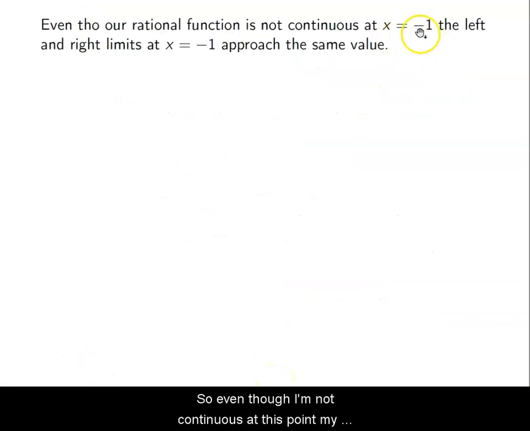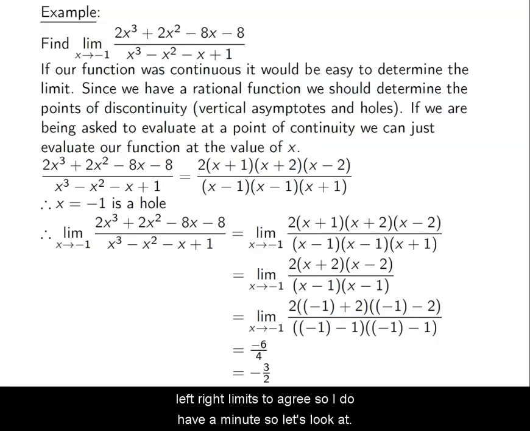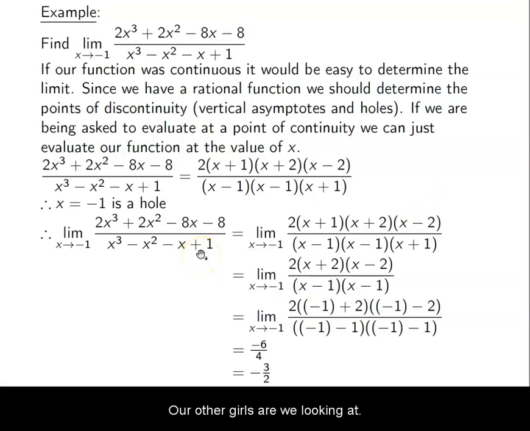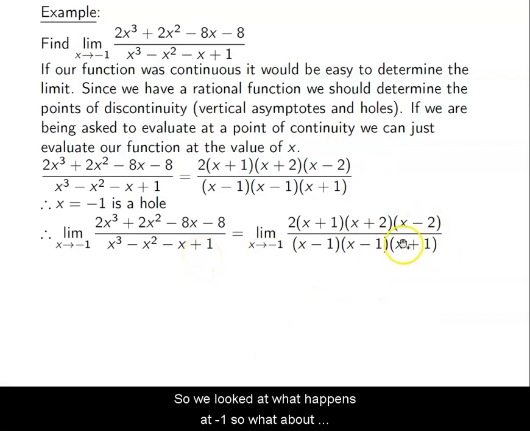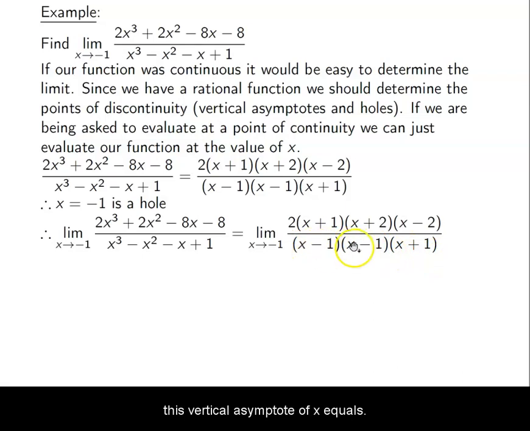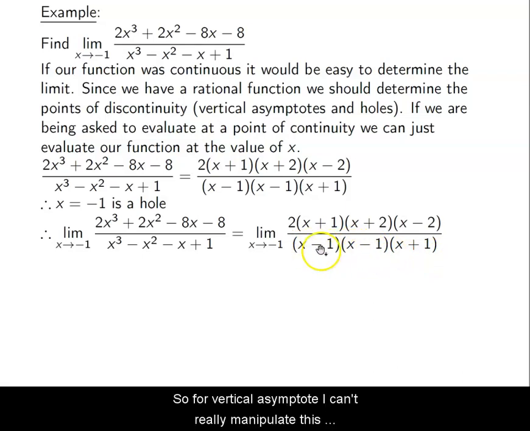So even though I'm not continuous at this point, my left and right limits do agree, so I do have a limit. So let's look at our other zero. We're looking at our factored form here. We looked at what happens at -1. So what about this vertical asymptote of x equals 1? For a vertical asymptote, I can't really manipulate this rational function so that it's continuous at this point.